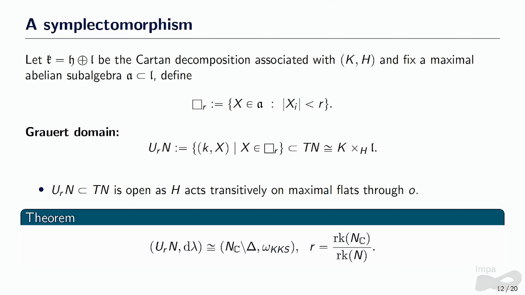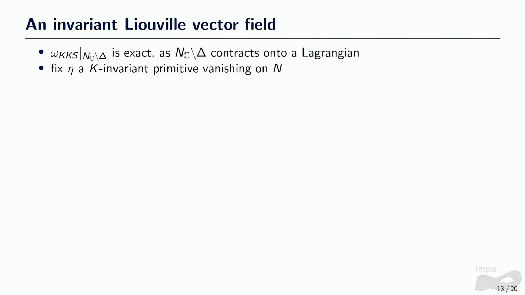As for CPN and RPN, we have two cases, which is hidden in this radius R, because for some not so mysterious reason, there are exactly two cases that can happen. The complexification can have the same rank or twice the rank of the original manifold.